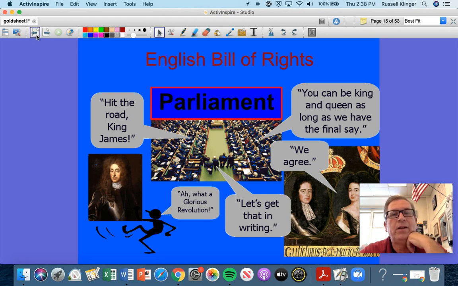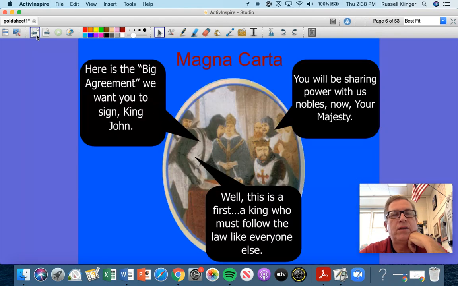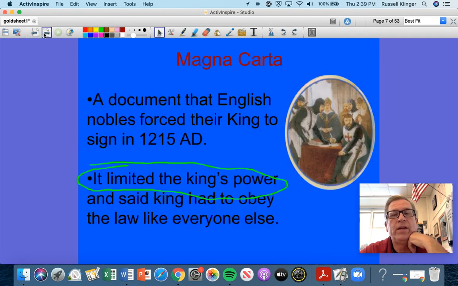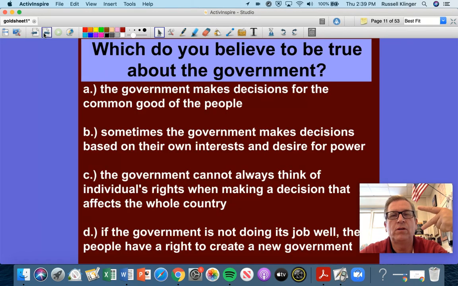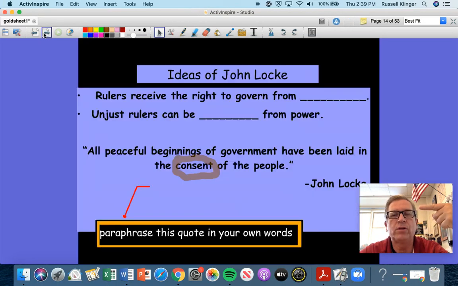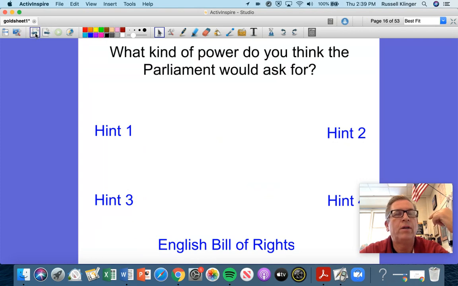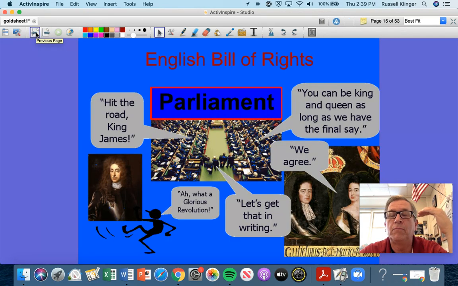So again, if we go back to the beginning to our definitions, what is a parliament? It's the lawmaking group for Great Britain. In the past, it will share power with the king, right? So this group, this parliament, is going to be composed of two parts. One's called the House of Lords, made up of wealthy landowners, and the other is going to be called the House of Commons. People from non-landowning areas, they're elected for shorter periods of time than members of the House of Lords, right?